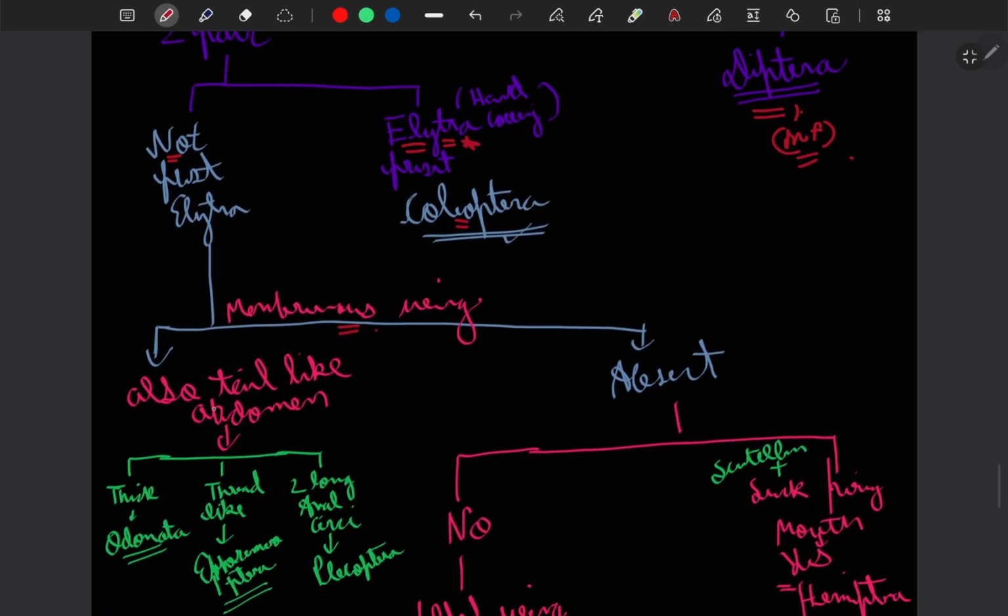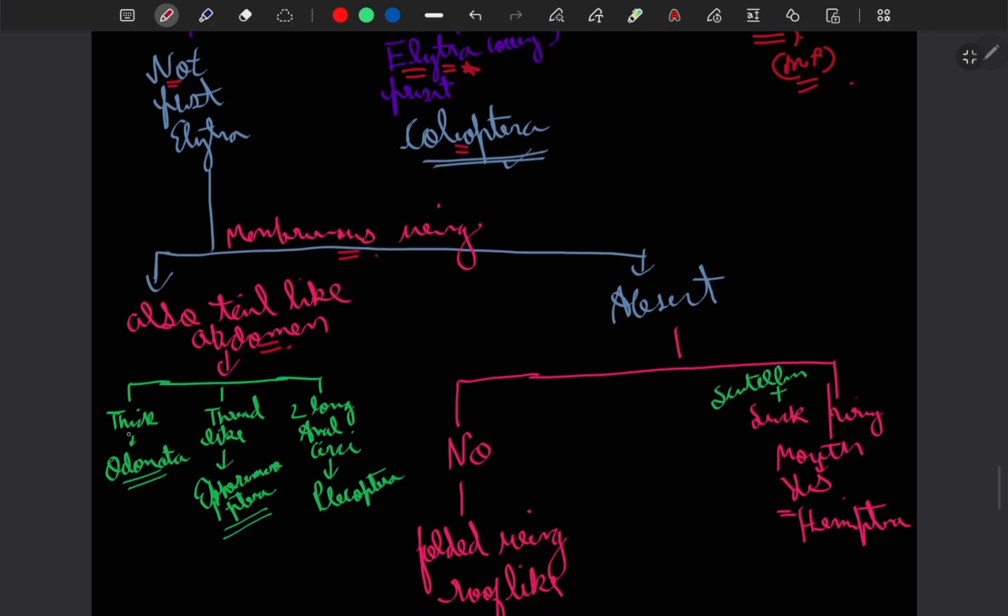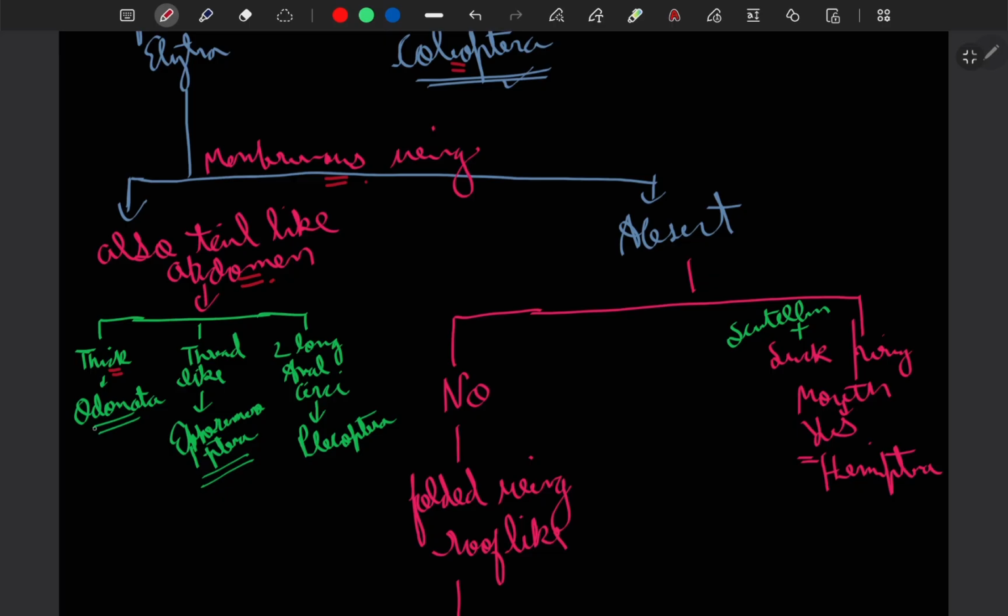If the wings are membranous and also it has a tail-like abdomen, then if it has thick anal cirri, it will be Odonata. If the anal cirri are thread-like, then it would be Ephemeroptera mayfly, or if they have too long anal cirri, then it will be Plecoptera.